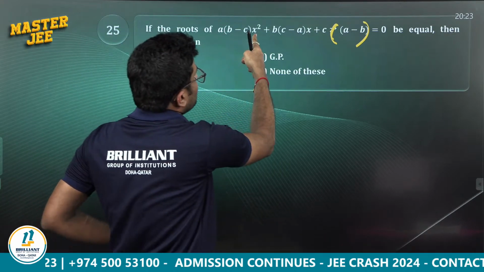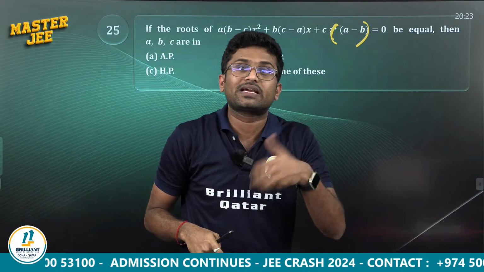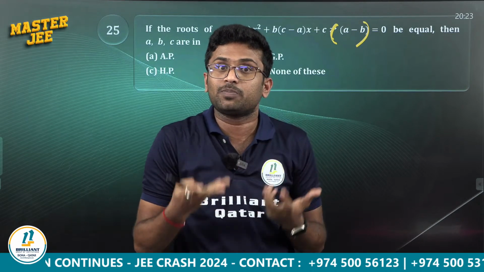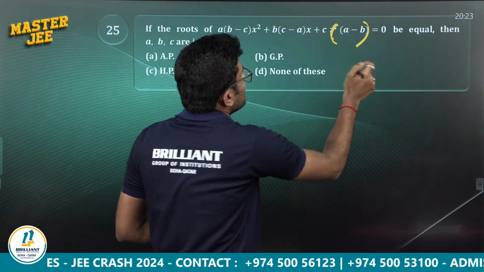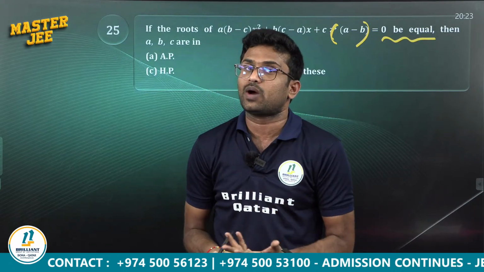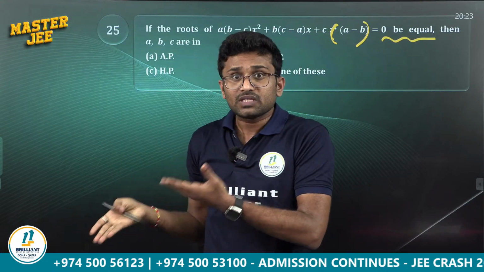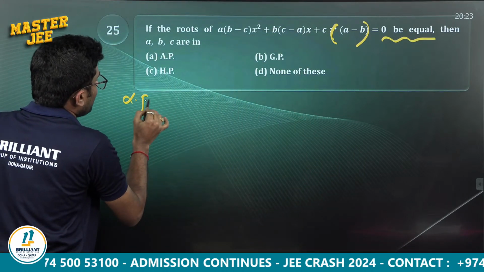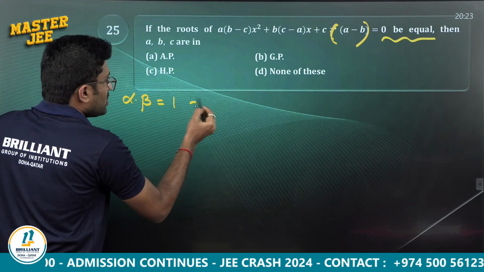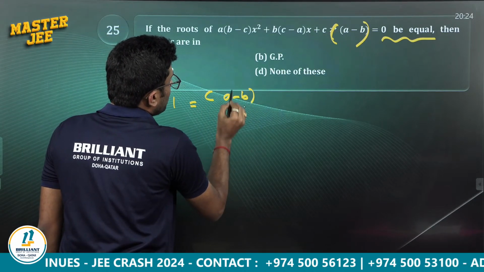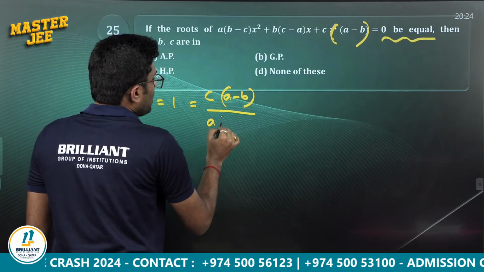If x equals 1, x equals 1 clearly satisfies the equation. That means one root is 1. As they said, the roots are equal, that means both the roots are 1. If both the roots are 1, what will be the product of the roots? Alpha into beta is equal to c by a, which is nothing but 1 is equal to, what is c by a? c of a minus b divided by a of b minus c.